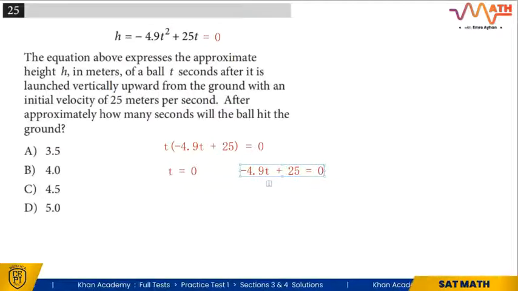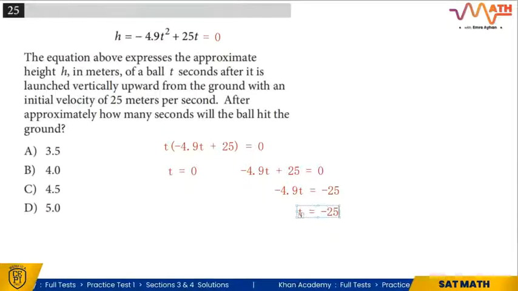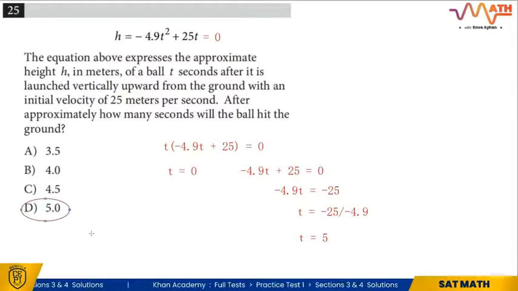So negative 4.90t is equal to negative 25. So t will be negative 25 divided by negative 4.9, which will be close to 5. Of course, not exactly 5, but close to 5. So the answer is B.